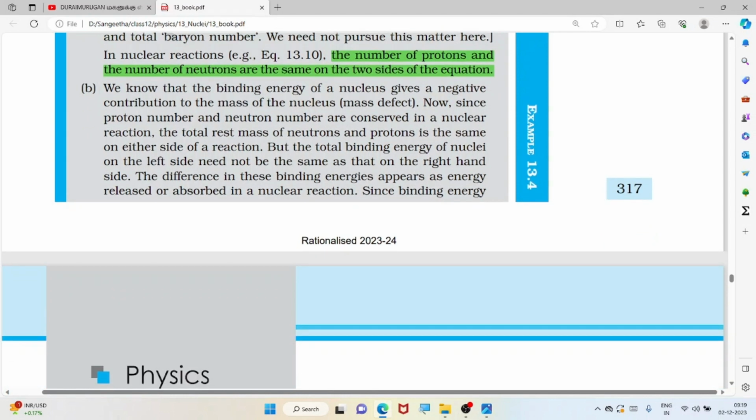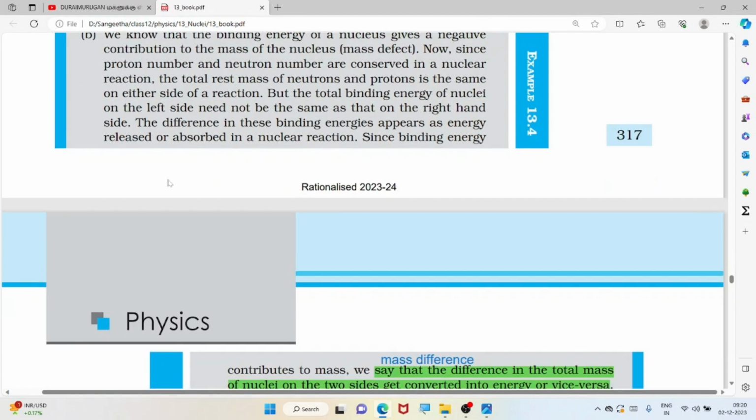Now, since the proton number and the neutron number are conserved in a nuclear reaction, the total rest mass of neutrons and protons is the same on the other side of the reaction, but the total binding energy of the nuclei on the left side need not be the same as on the right side. The total binding energy may differ on both sides. The difference in this energy appears as the energy released or absorbed in the reaction.